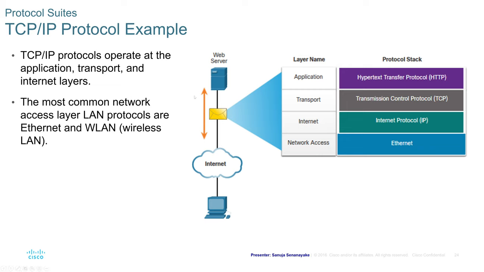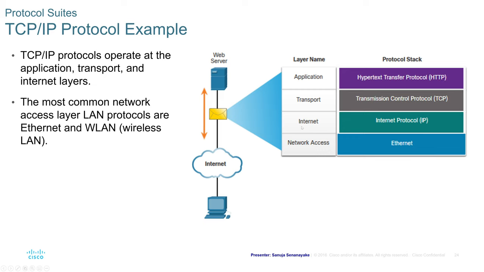So, the TCP/IP protocol. TCP/IP protocols operate at the application, transport, and internet layers. The most common network access layer LAN protocols use Ethernet, and the WLAN, which is the wireless LAN, uses that kind of protocol too. So how LAN and WLAN work is that they use TCP/IP, where the application layer has HTTP, for example your web access, and the transport layer has the Transmission Control Protocol, which is TCP. That's where the TCP came from.